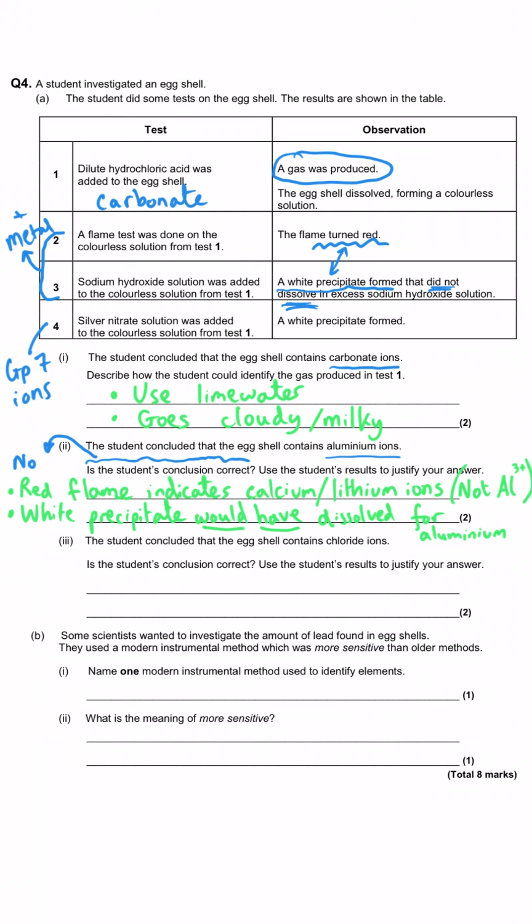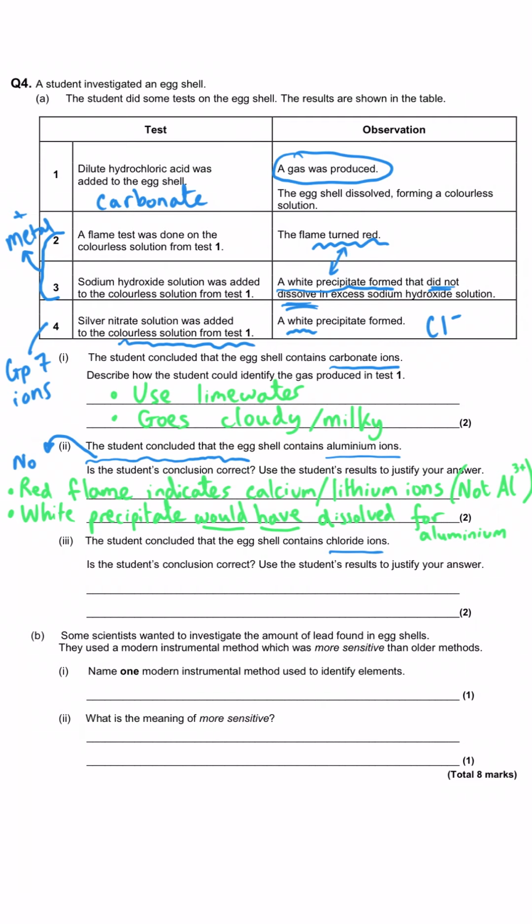And then the student concluded that the eggshell contained chloride ions. Is the student correct? Use their results to justify. Well, they got a white precipitate when they did the silver nitrate test. So it seems that, yes, chloride ions are present. But what's really quite intricate here is that they did the silver nitrate test on the colourless solution that was left over from test 1.